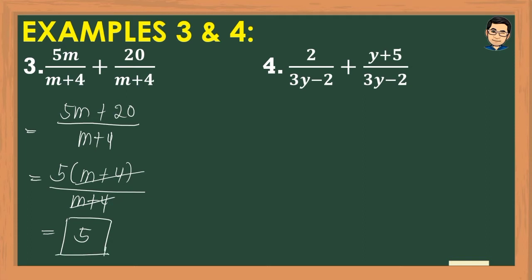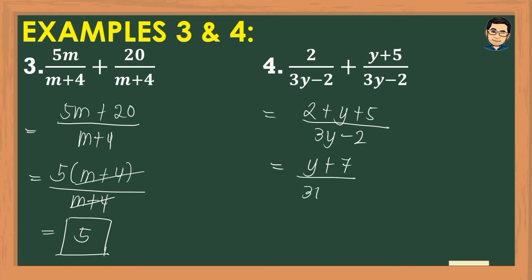Okay. Next, 2 all over 3y minus 2 plus y plus 5 all over 3y minus 2. So, magiging 2 plus y plus 5 all over 3y minus 2. And then, we combine like terms. So, y plus 2 plus 5, that is 7, all over 3y minus 2. So, this will be our final answer.